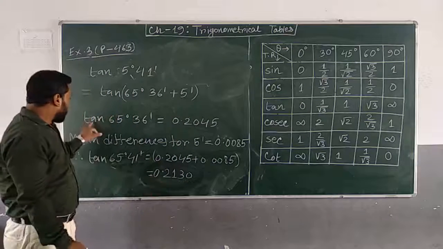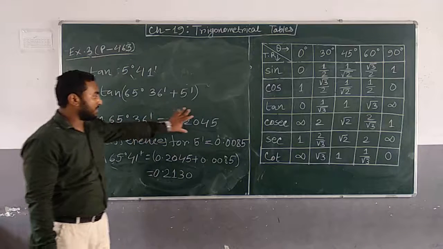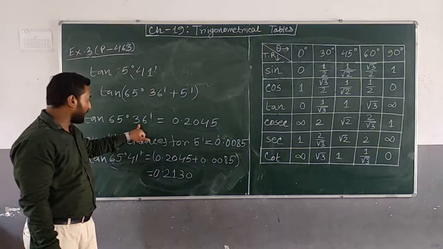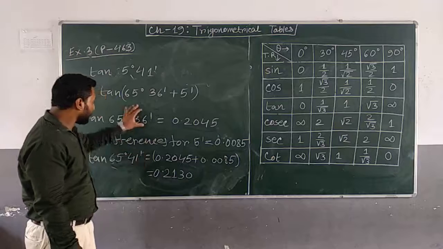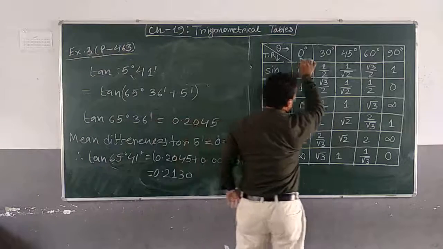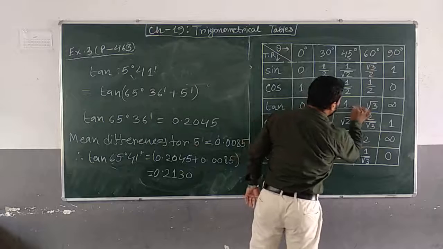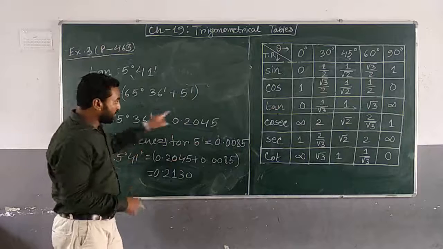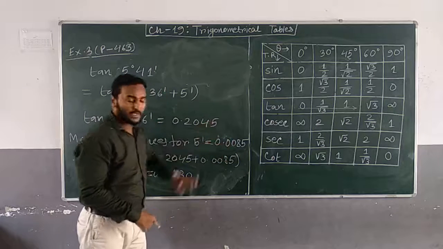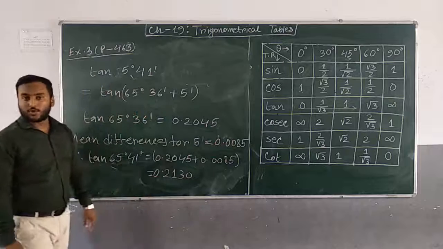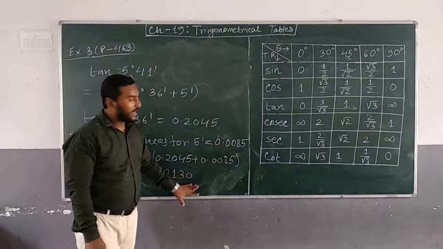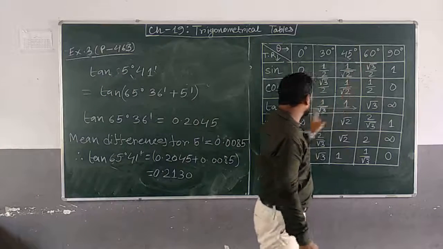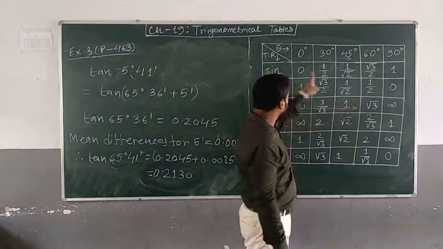Okay, so tan 65 degree 36 minutes equals this one. The 5 extra minutes will be added to 36 minutes, then it becomes 41 minutes. So in case of tan theta, when the value of the angle is increasing, the value of the ratio is also increasing. So these two values will be added together, and finally it will be 0.2130. As you have seen, in case of tan theta and sin theta, when the angle is increasing, the value of the trigonometric ratio is also increasing.